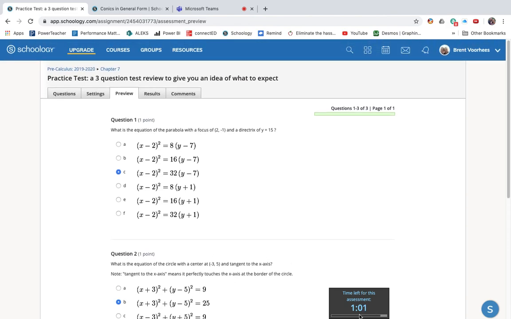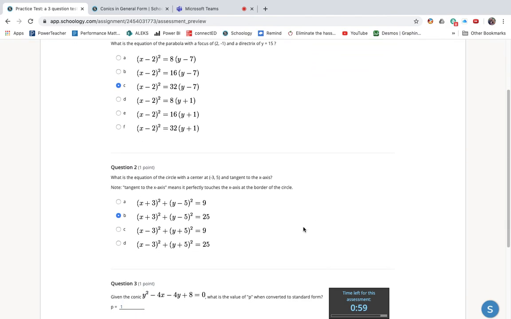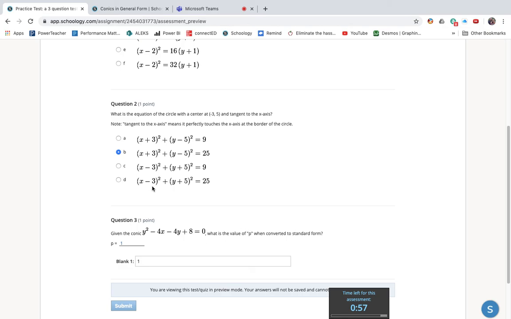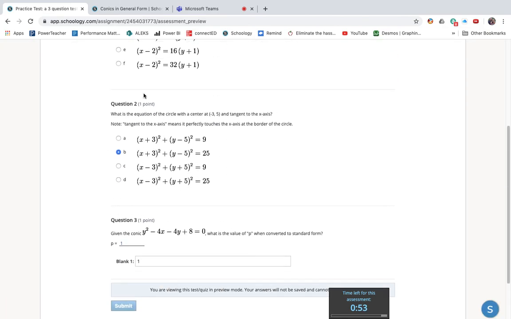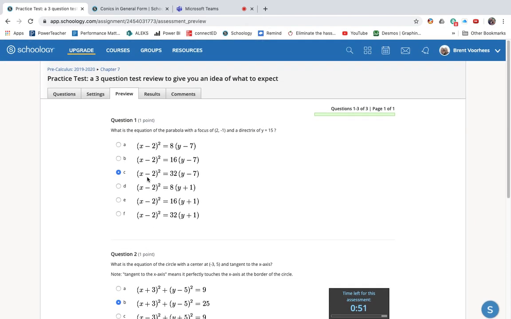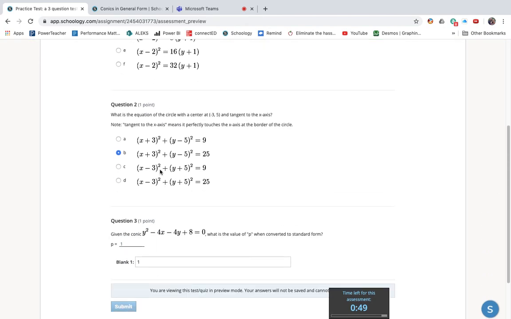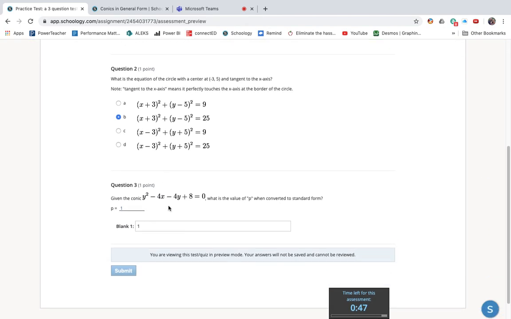So notice you just have to finish it in this amount of time. You cannot leave and come back. It's not resumable, so you need to make sure you leave this open as you work on it. Again, I've added an extra attempt, so if you've already taken the test, but now that I've helped you out on how to do this, you can go back and take it again.